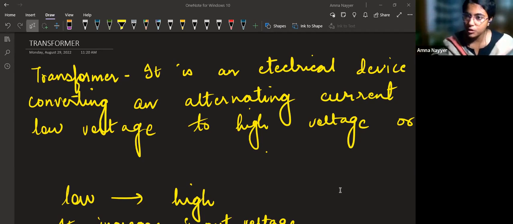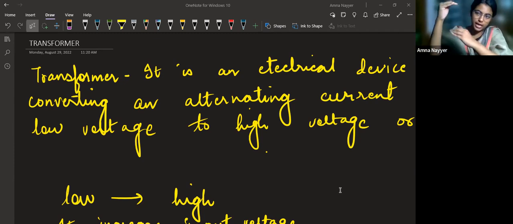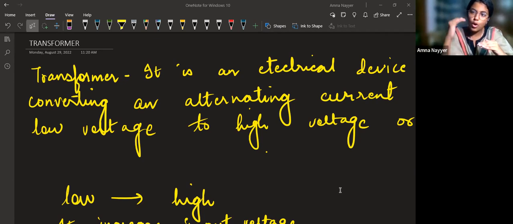So step-up transformers will be what? Step-up transformers will be simply transformers which convert alternating current at low voltage to alternating current at high voltage. Clear? Now, opposite to this, if you have transformers that convert alternating current at high voltage to alternating current at low voltage, from high to low, you are pushing something down. Something is getting down. So this is a step down transformer.